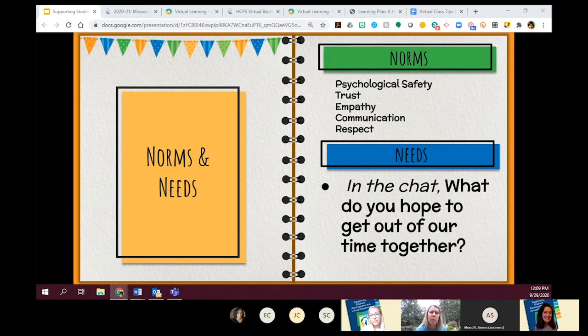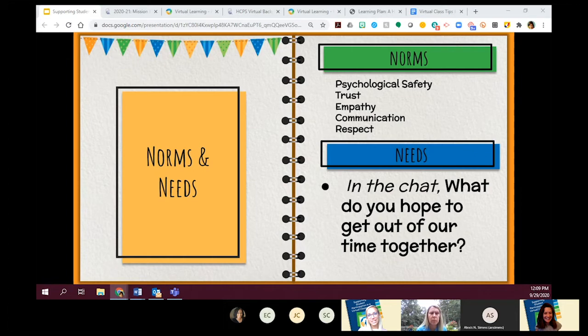So I'd like to set the norms. This is a place of psychological safety. We want you to feel comfortable sharing your concerns without any negative consequences. This is a place of trust and empathy. We're all doing it together, with clear communication and mutual respect.